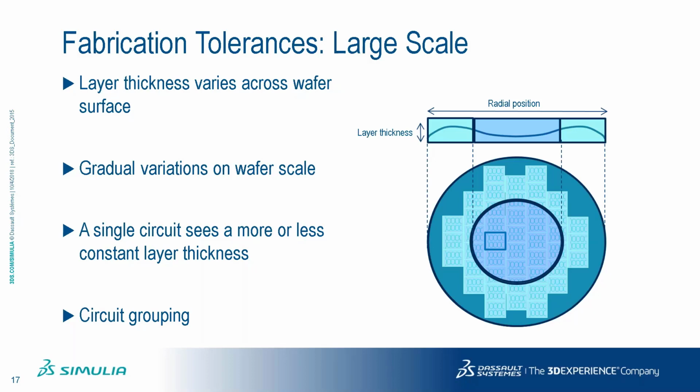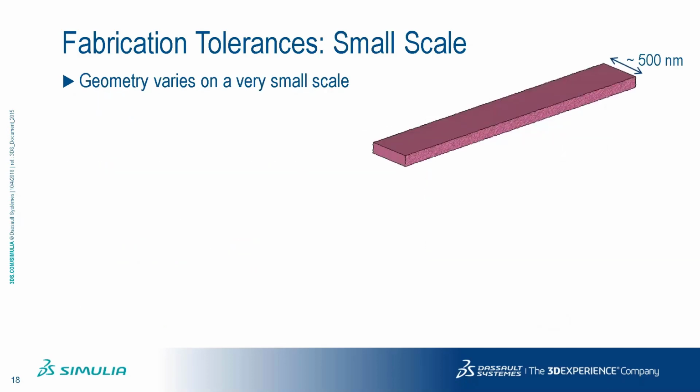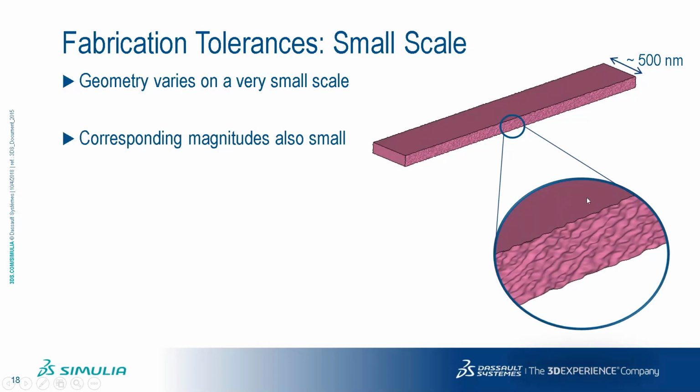Similarly, if you now go to the other end of the scale, to the very small scale, then there's also variation. If we look at this waveguide here, which is 500 nanometers in width, you can see that maybe there's an even smaller fabrication tolerance here, obviously a much smaller scale, and also the magnitude is much smaller. Typical examples for this are maybe surface roughness of the waveguide walls, which is shown here.